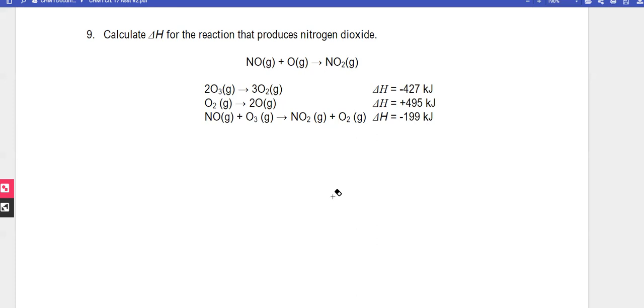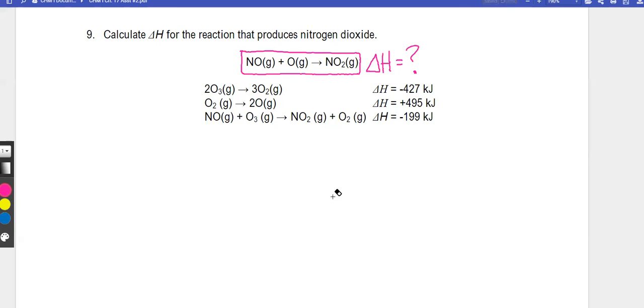So the idea of these problems is that we are trying to create this reaction that's here. This is the overall reaction for this series of step reactions, okay? And when we manipulate the bottom equations and change their delta H's, when we're all done, the values that we're starting with add together and give us the overall heat of reaction for the overall equation, okay?